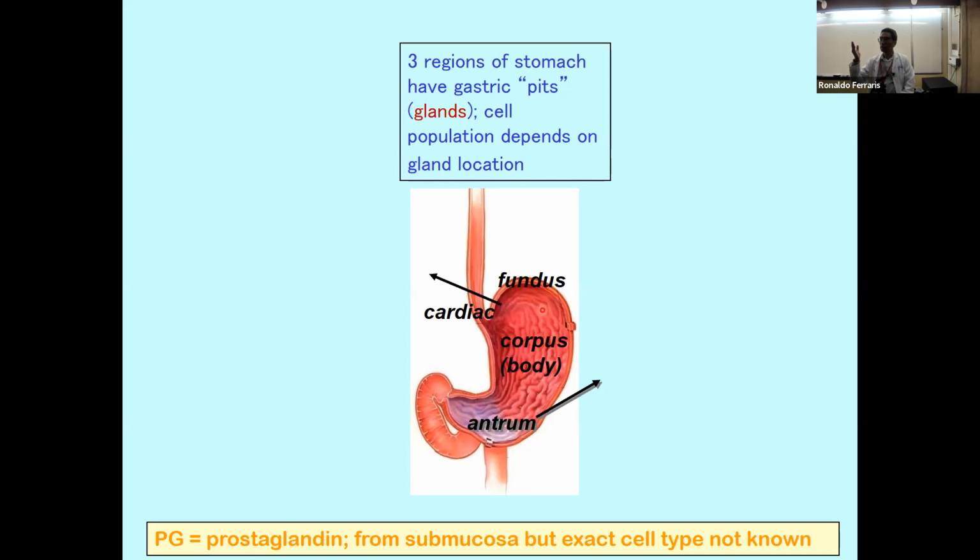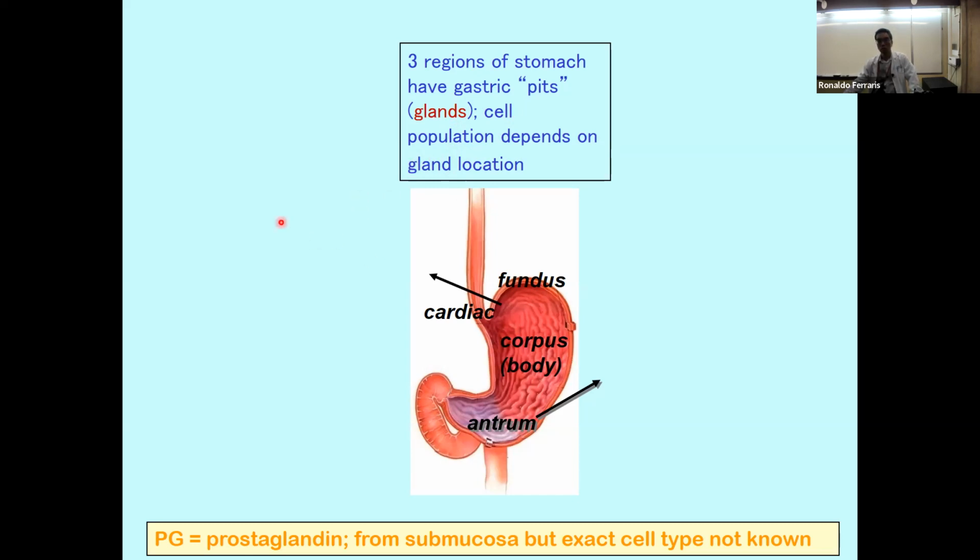And if you were to cut the stomach across and look at it, you will actually see that it has holes in it. It's like invaginations going into the wall. Those are called gastric pits, and those are actually the gastric glands. And the cell population of those glands depends on where the pit is located.